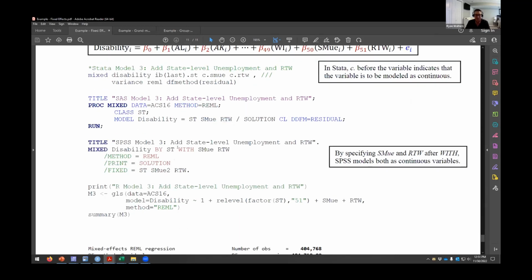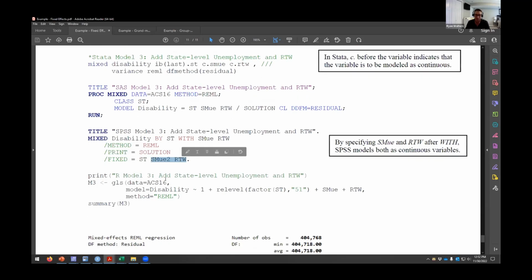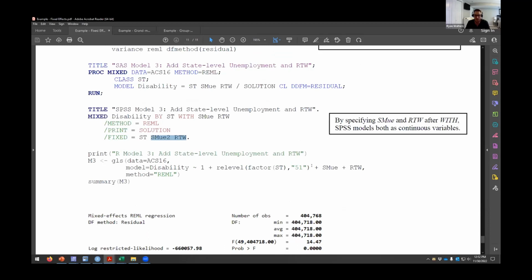not on the class statements, just on the model statements. In SPSS, we define continuous variables after with. So by is categorical, state is categorical, with is continuous. So unemployment and right to work are going to be treated as continuous, and then I add them to the fixed line. In R, I just add them, so plus unemployment and plus right to work.